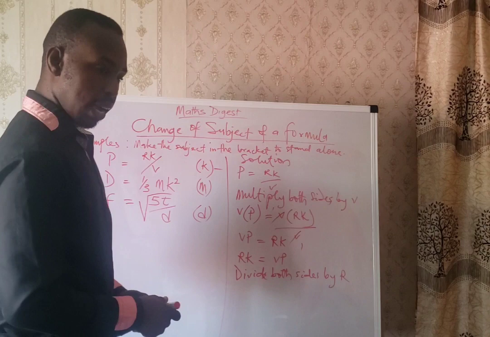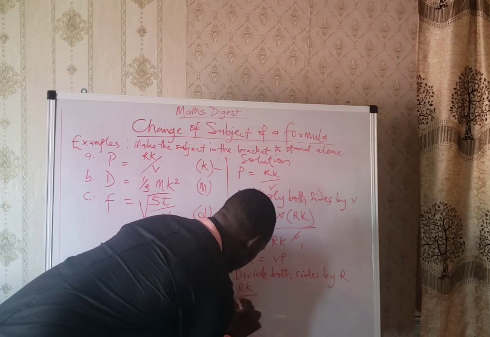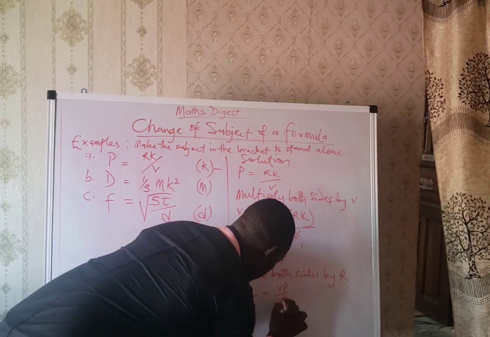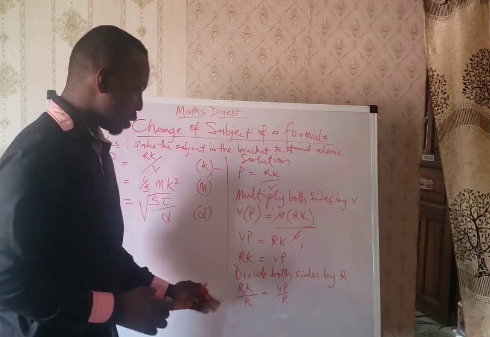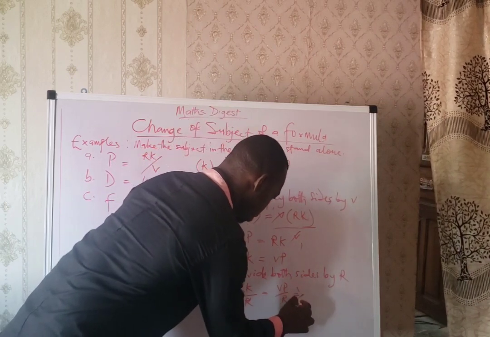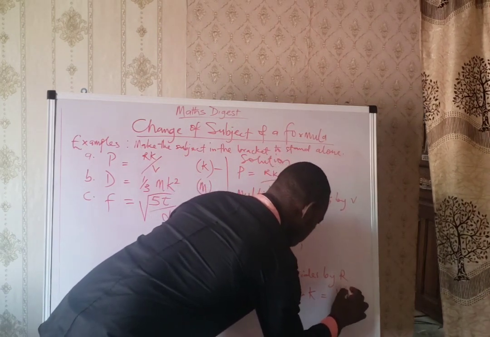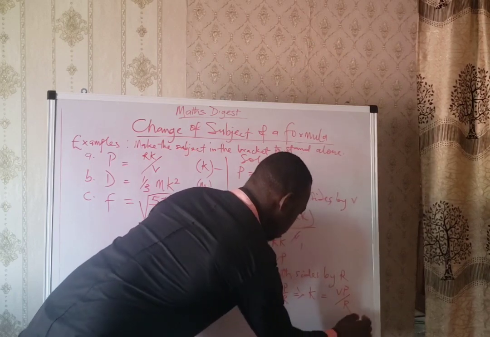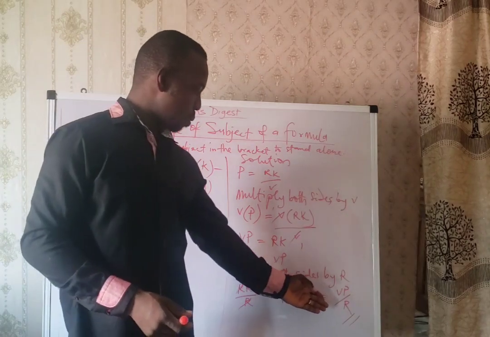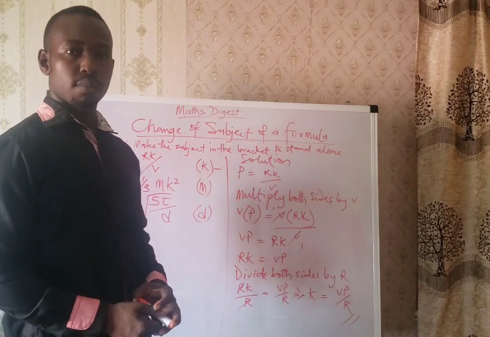So on doing that, R will cancel R here. This is the final answer. So we have K equal to VP over R. So that gives us the final answer. Thank you.